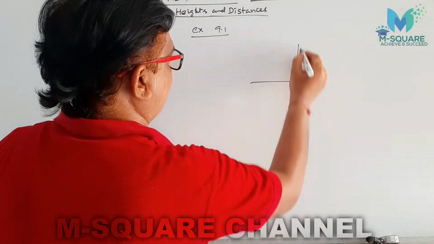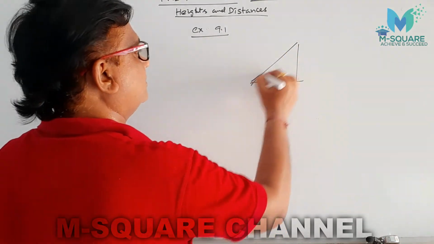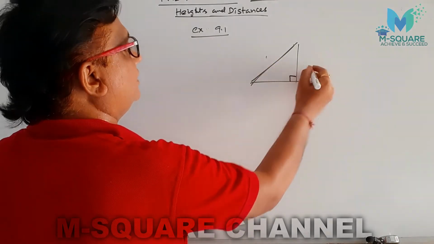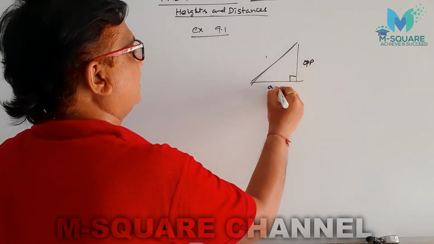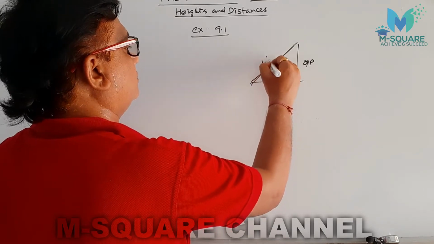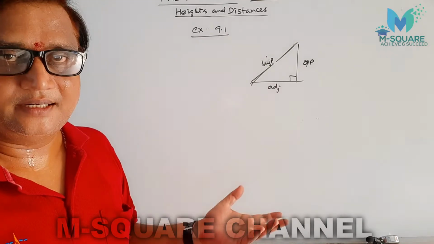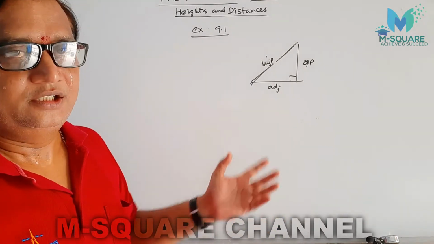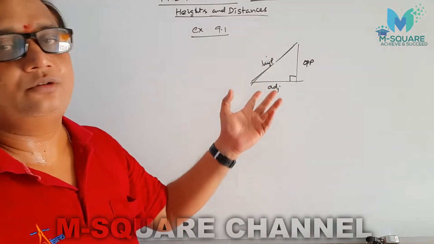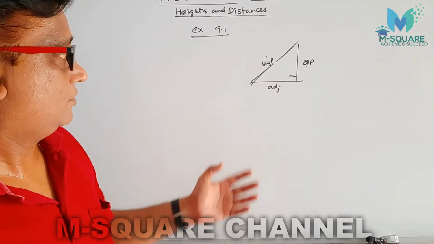Sometimes a kite or string or something is given, which means this length is the hypotenuse, this is opposite, this is adjacent. So first you observe which relation is important: sine relation, tan relation, or cos relation. Among these three, we take one and get the result. Okay, so this is the first one.